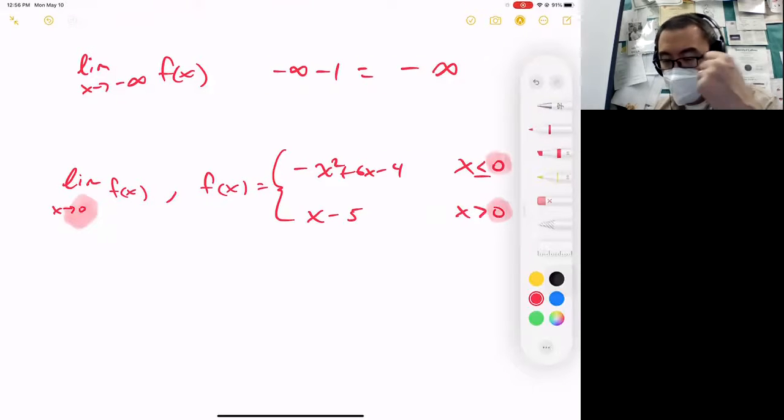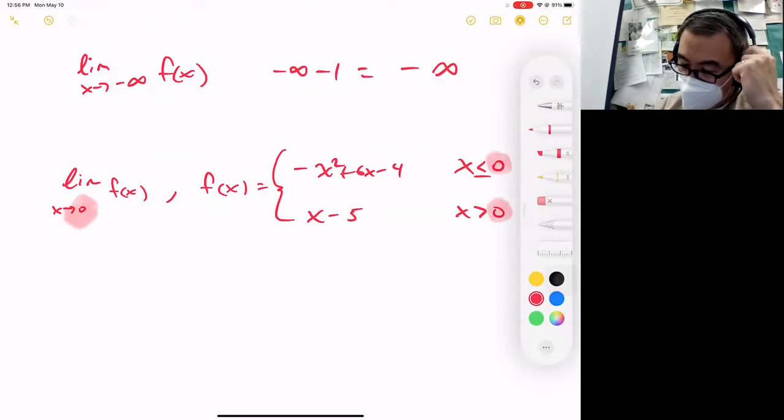What happened when you ate that really bad fish? Everything changed. So I'm not going to draw the graph.